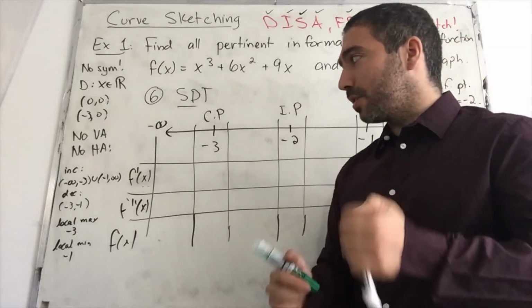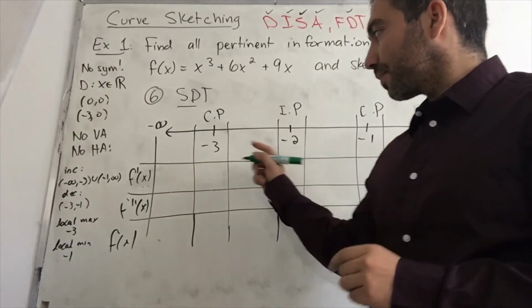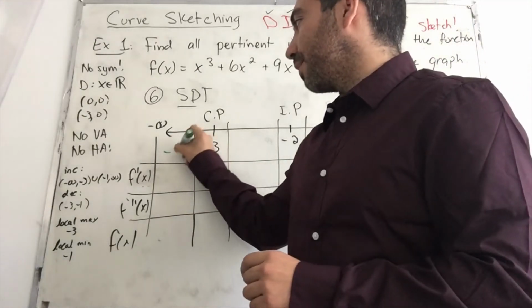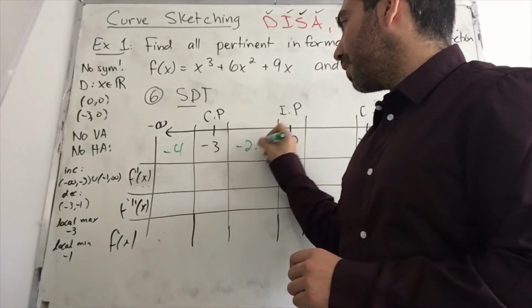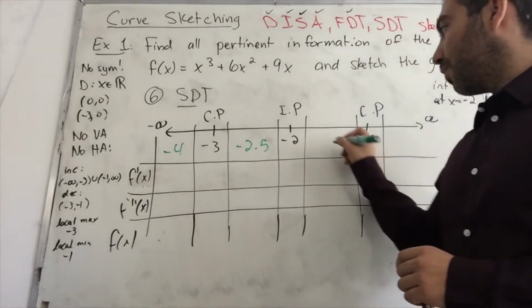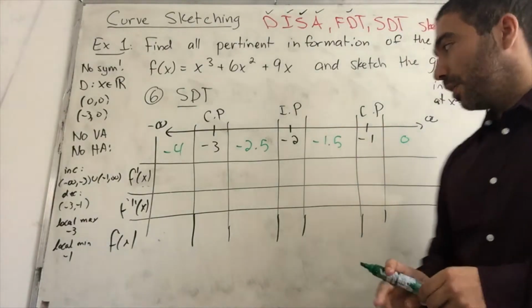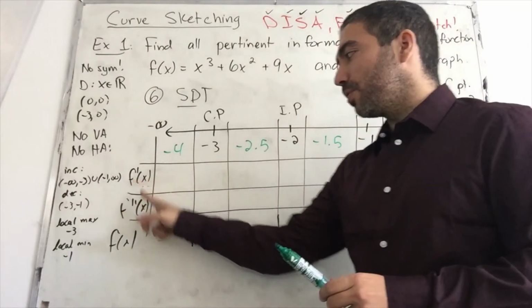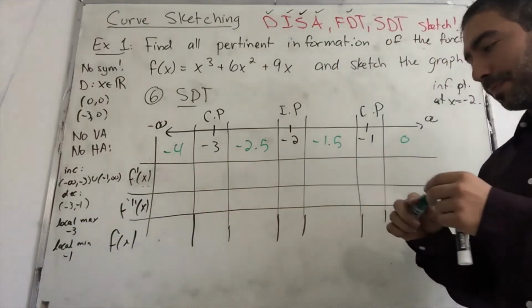Let's test values over here. So to the left of -3, let's test with -4. In between -3 and -2, let's test with -2.5. In between -2 and -1, let's test with -1.5. And here, bigger than -1, we'll test with 0. So when we're testing, you're plugging into the first derivative and again also into the second derivative.